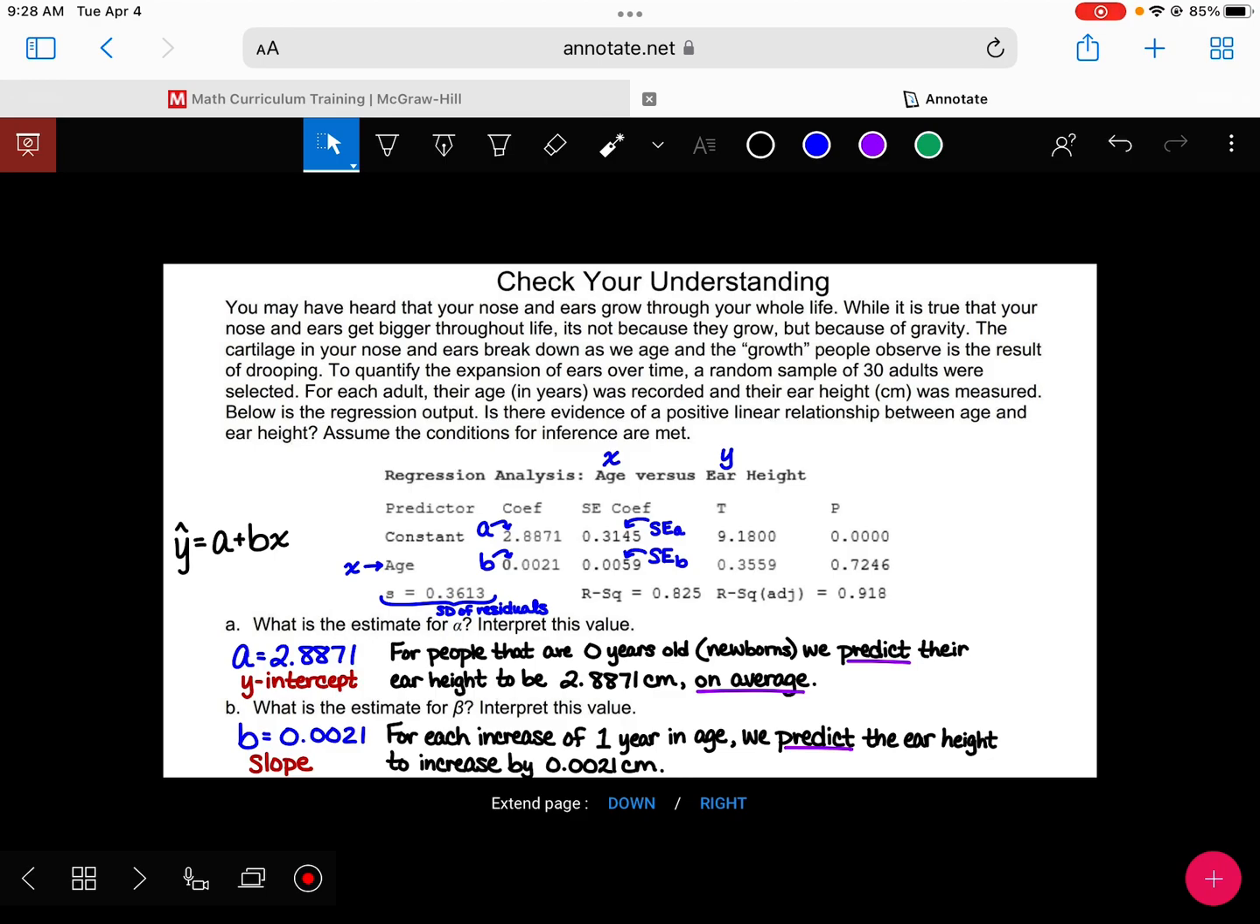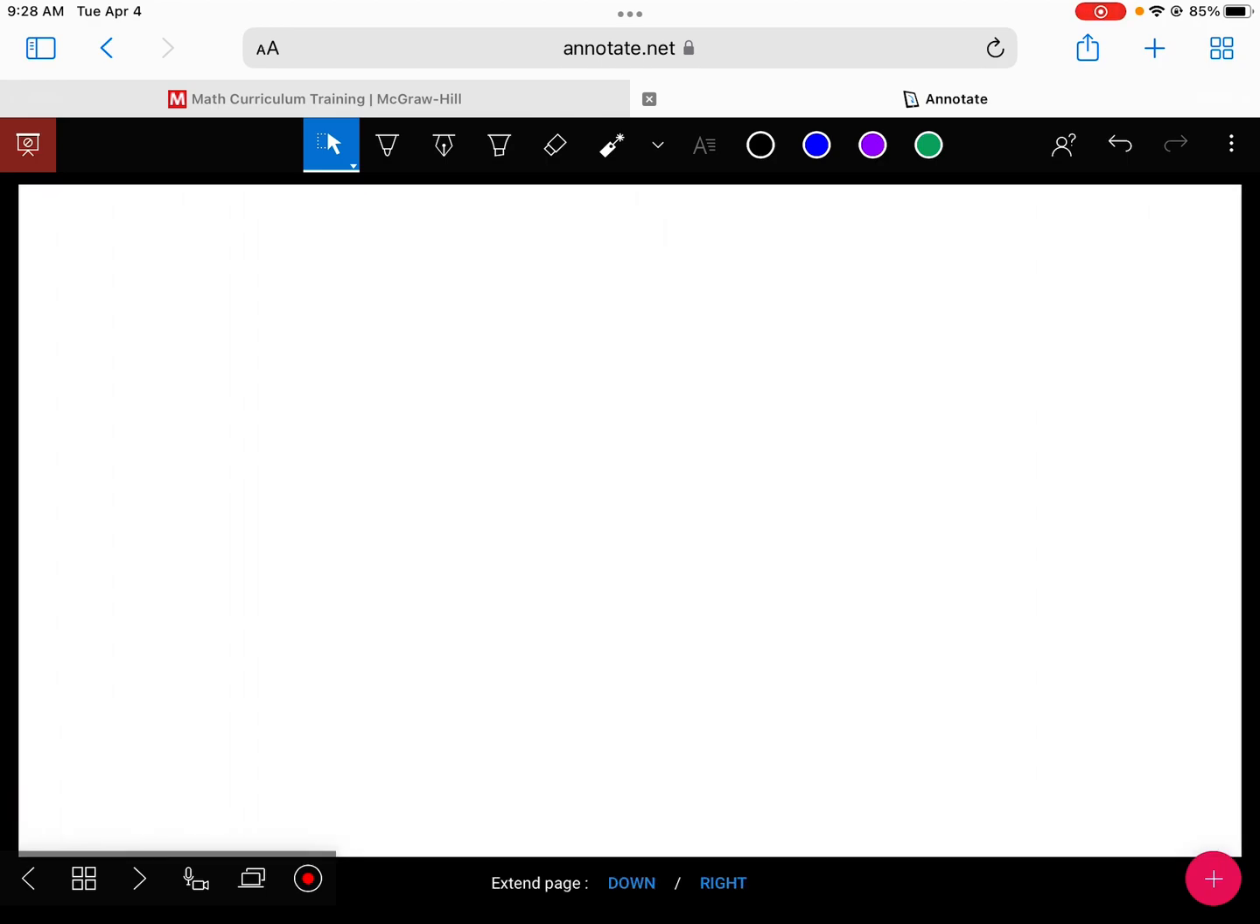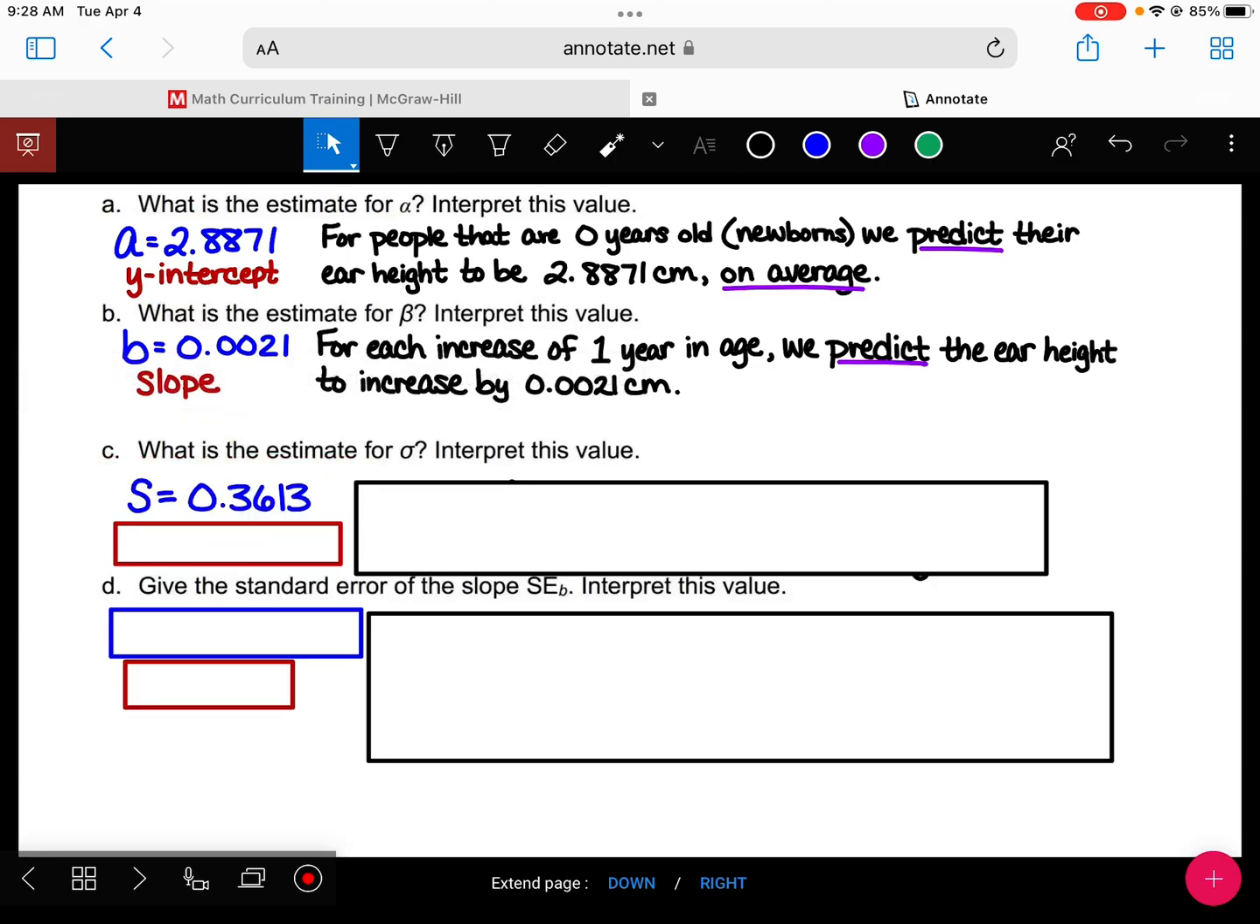What else were we supposed to find the estimates for? C and D down below. Sigma. What is the estimate that we have for sigma? S, the standard deviation of the residuals. So 0.3613. Standard deviation of the residuals.